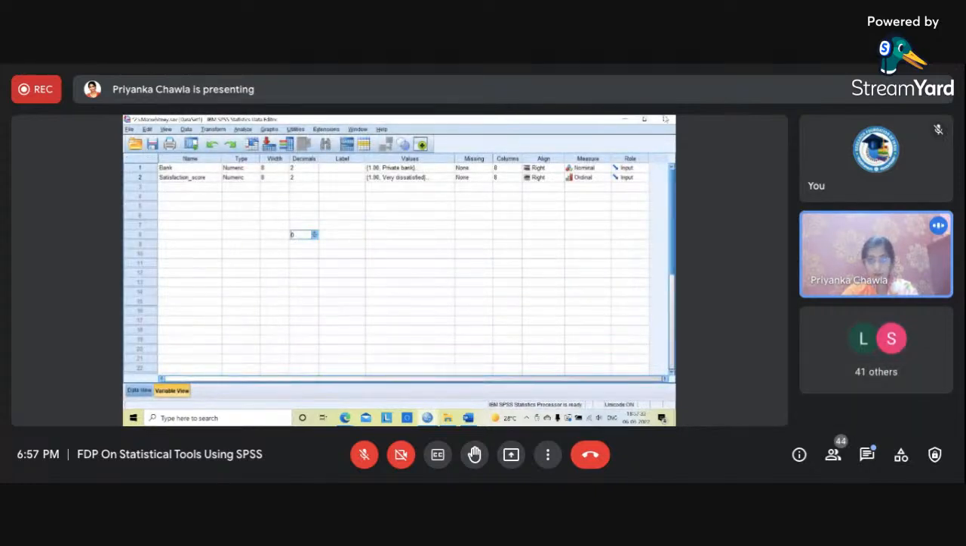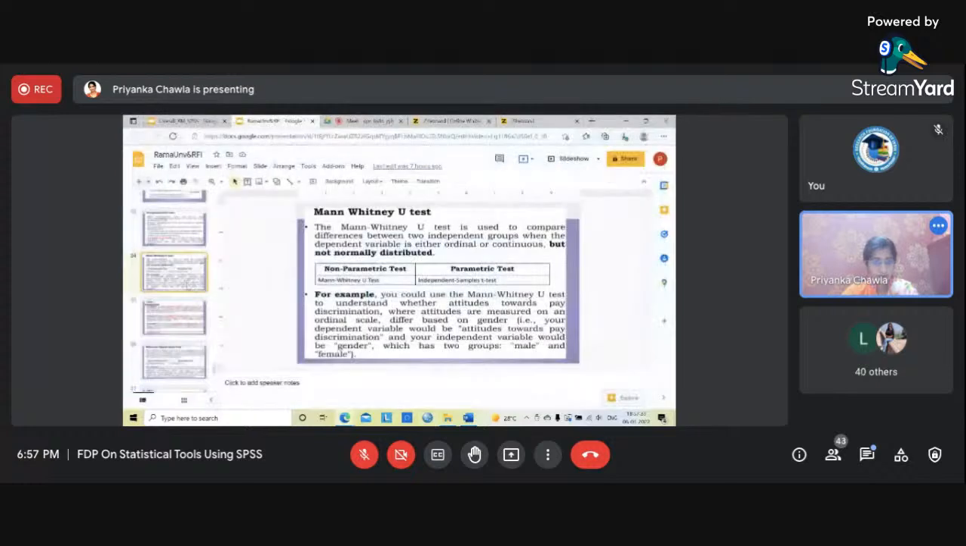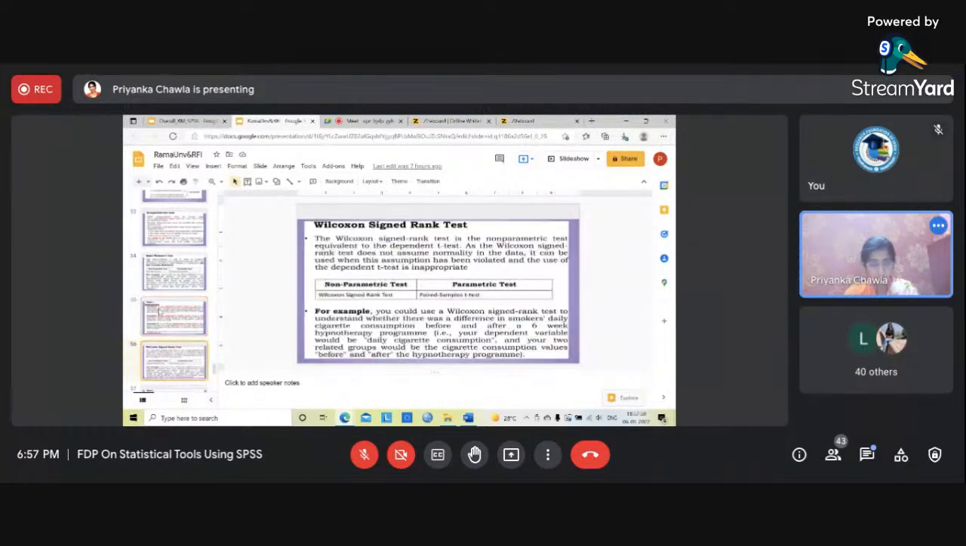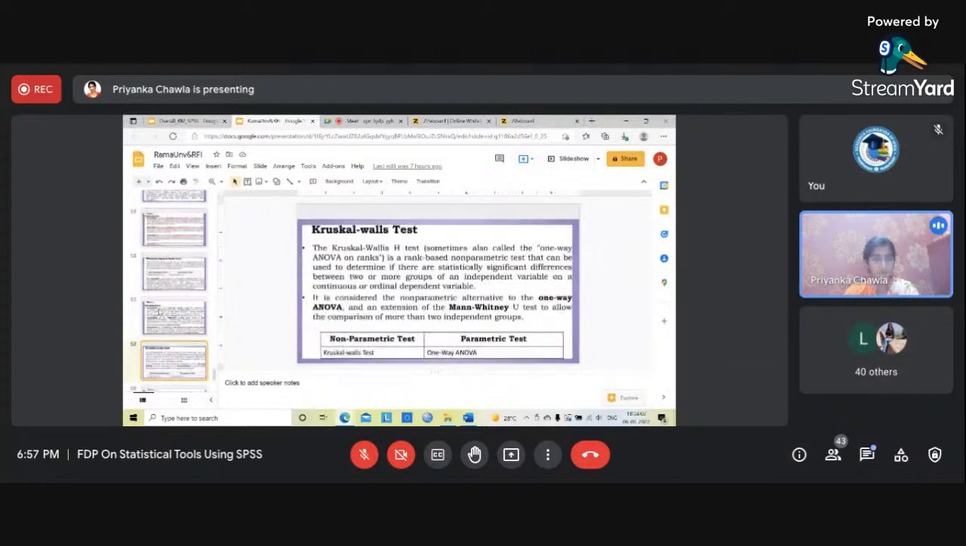Now, coming to the next test. After the Mann-Whitney U test, these are the same assumptions which I had explained. The dependent variable should be measured on an ordinal or continuous level. The independent variable should consist of a categorical scale. There should be no relationship. And if data is not normally distributed, we can go for this non-parametric Mann-Whitney test. The Wilcoxon test we had already explained. Talking about the Kruskal-Wallis test.